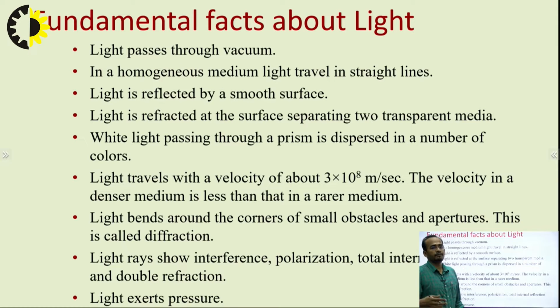So, light is refracted at the surface separating two transparent media. White light passing through a prism is dispersed into a number of colors. Light travels with a velocity of about 3 into 10 power 8 meters per second, and the velocity in a denser medium is less than that in a rarer medium. This is because the density of particles in the denser medium is greater. Light bends around the corners of small obstacles and apertures. This is called diffraction, and light also exerts pressure.